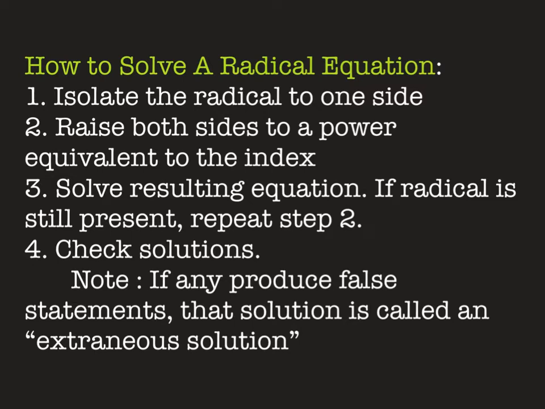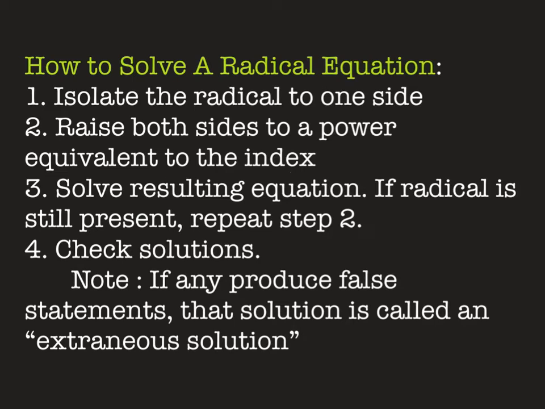The first step is always to isolate the radical on one side. So you don't want to see something being multiplied to it or added or subtracted. You want just the radical on one side. Once you have that, you're going to raise both sides to a power equivalent to the index. So for instance, if it's a square root, its index is 2, cube root, index is 3. You get the idea there.